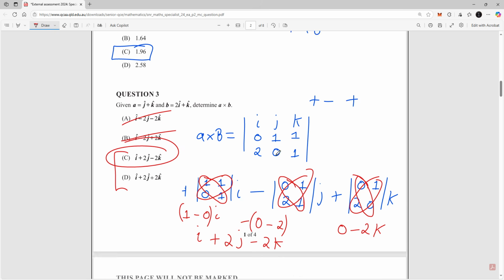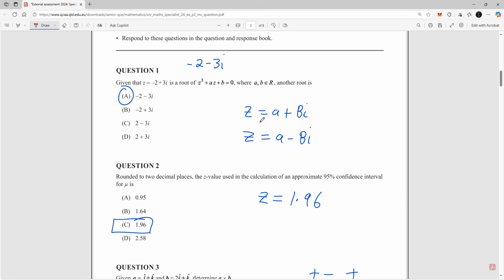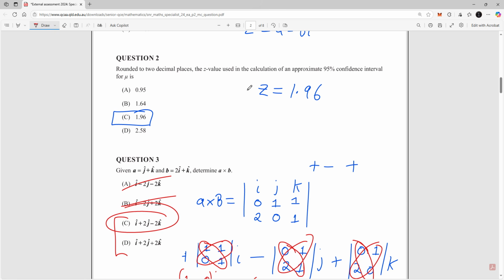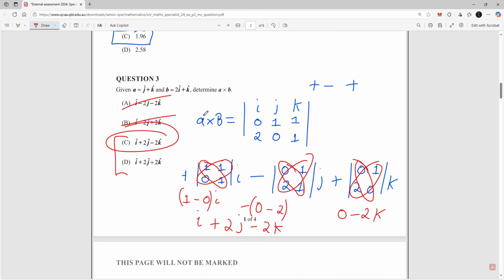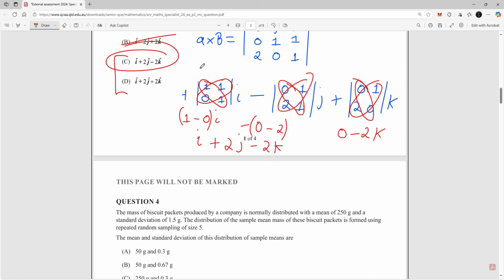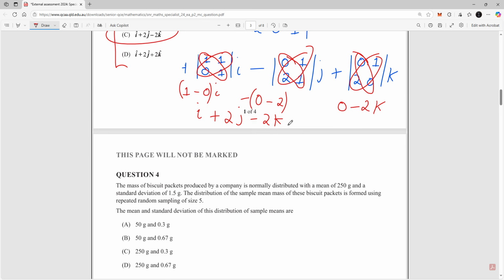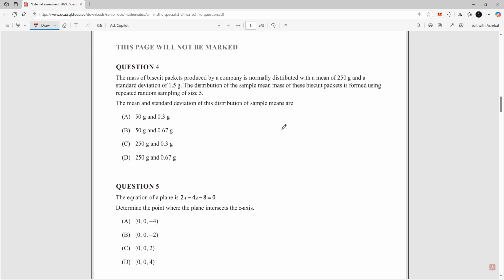So that one's probably the trickiest out of the questions so far. The first two were just general knowledge facts, pretty much that you have to know with the syllabus. This one here was a bit of a calculation one, okay? Alright, let's move on to the next one. If you have any questions about those first three, leave something in the comments and I'll try my best to answer them. Okay, question 4.